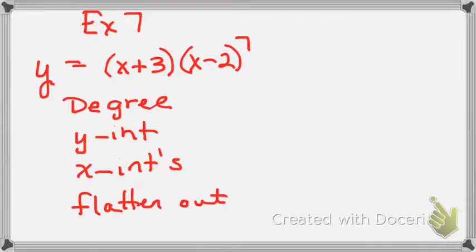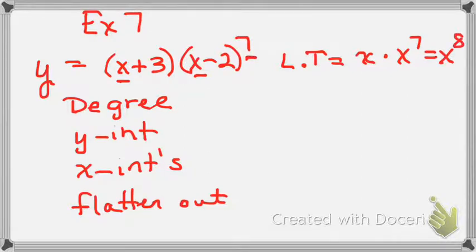So what do I have to do to find the degree? You just got to combine all your x's. So that means find the leading term, right? So the leading term would be equal to x times x to the 7th, right? Because here I have an x. Here I have an x to the 7th. So x to the 8th is my leading term, which means my degree is 8.